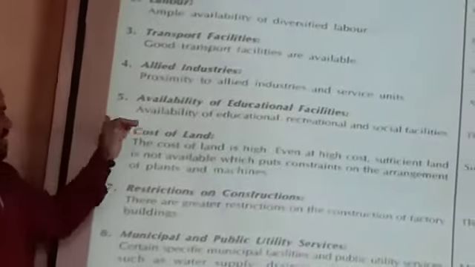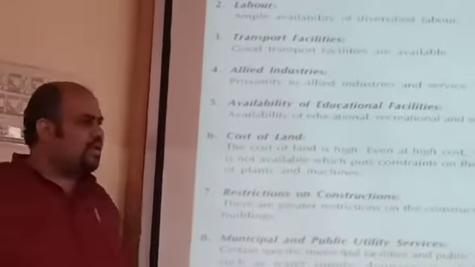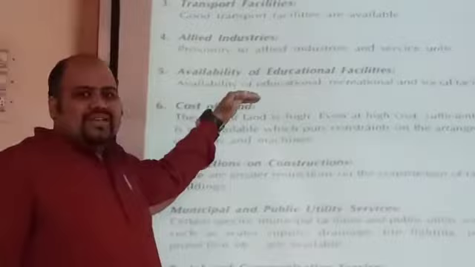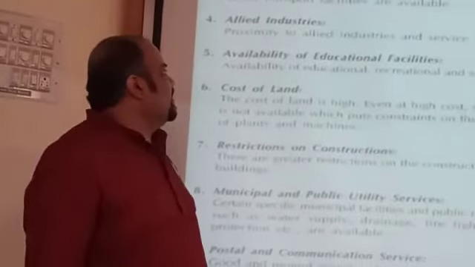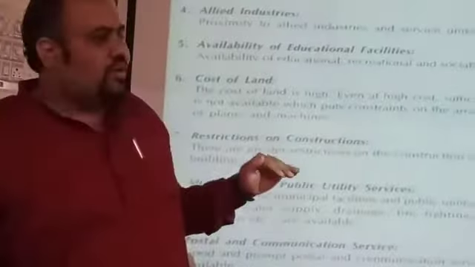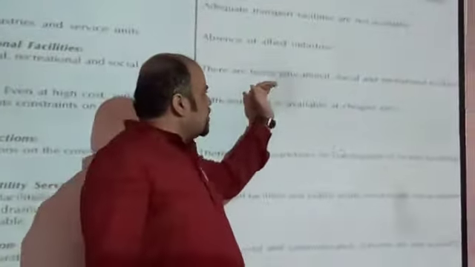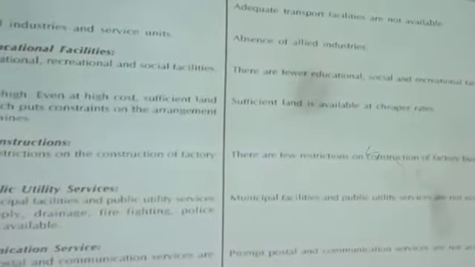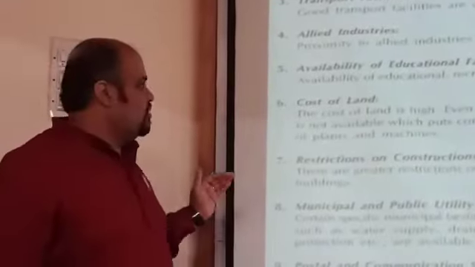Okay. Next is availability of education facilities. Education facilities are much more available in the urban areas than in the rural areas, and therefore skilled laborers, managers and other management level people we can get very easily in the urban areas. In rural areas there are very few education institutions, and typically higher education is never there, and that is why people relocate from the rural area to the urban area for getting higher education.